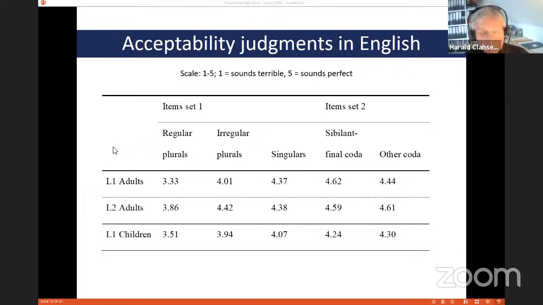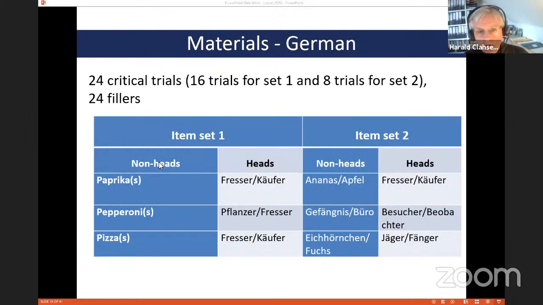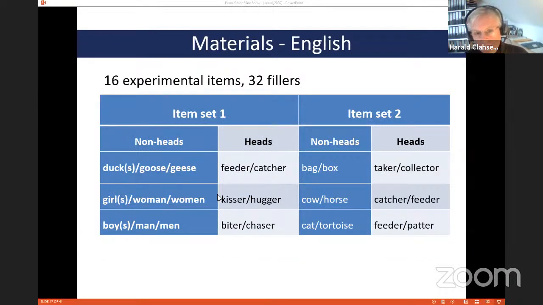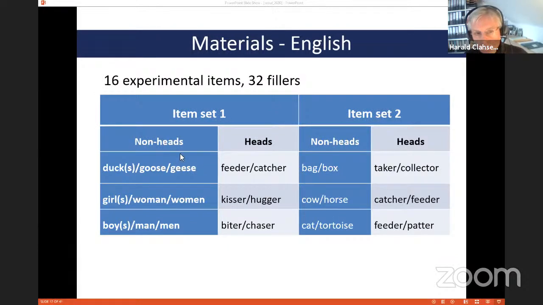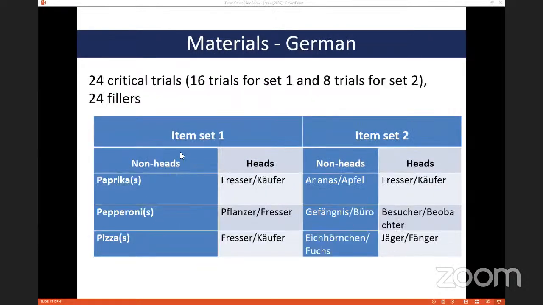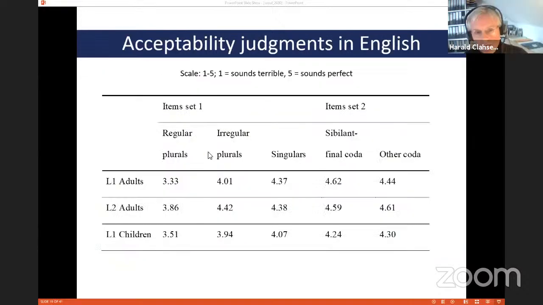Okay. So these are, remember, we had these two item sets, right? This one was manipulating the singular versus plural morphological properties, and this one was manipulating the surface properties, whether there is a sibilant final coda in the non-head or not, right? You saw this before. Yes. Okay, and that's just the same thing for German. Now, these are the results.